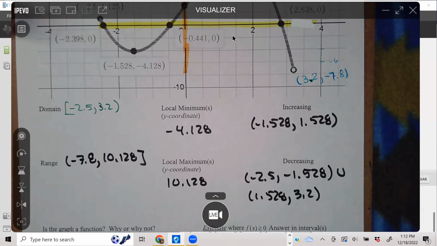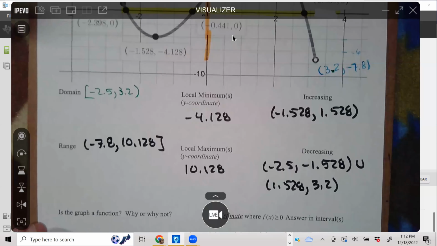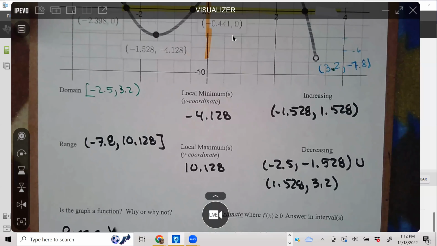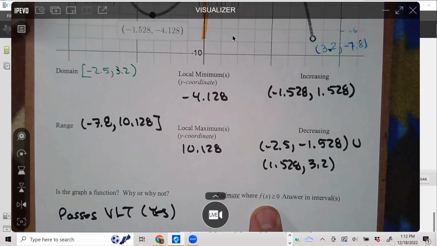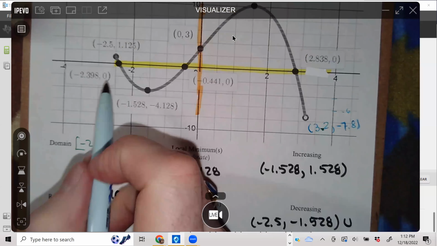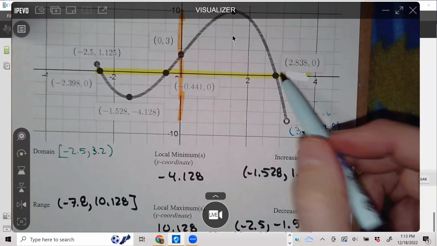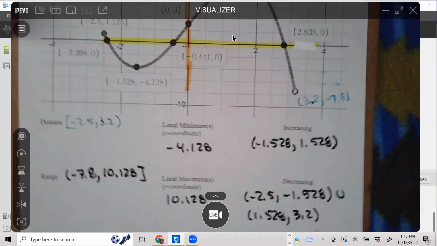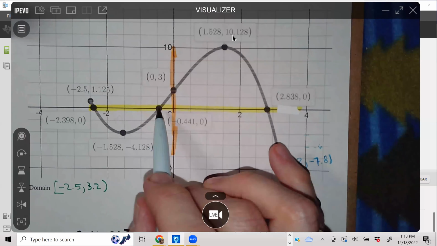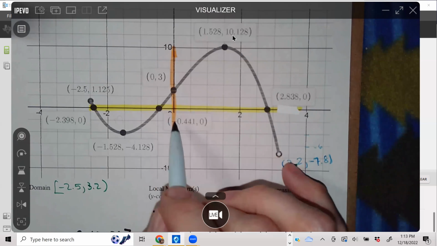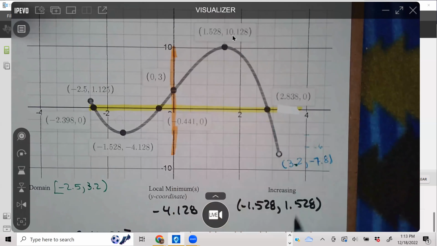Is the graph a function? Yeah, it passes the vertical line test. Passes VLT. So yes. Estimate where f of x is greater than or equal to 0. Well, let's see. There's a little bit of an interval right there. So negative 2.5 to negative 2.398. By the way, that should be a bracket. And then negative 0.441 to 2.838.